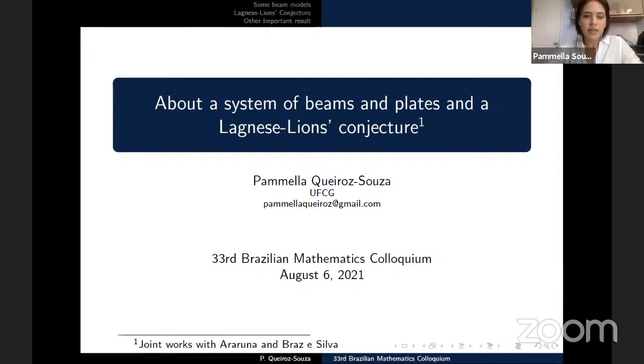And today I will talk about a system for beams and plates and a Lagnese-Lions conjecture. Here I will present some results obtained in collaboration with Professor Fagner Araruna and Pablo Braz.